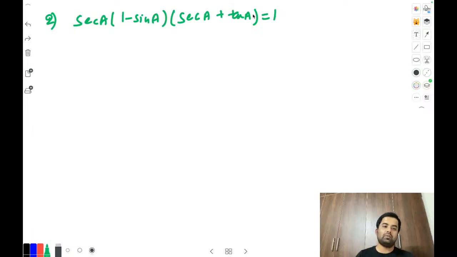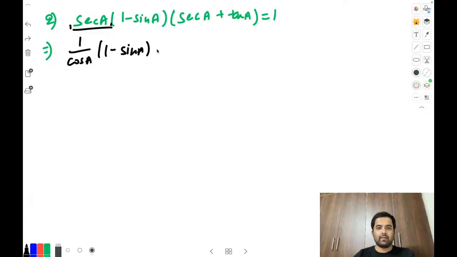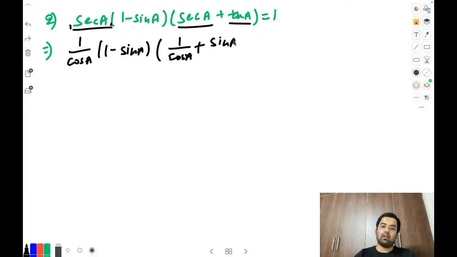Here, what can we do? First thing, we can do one thing here. For the sec part, we can keep a formula. Let me underline whatever will change, okay? Sec part, what can we write? 1 by cos, the reciprocal of that one. Now, 1 minus sine A as it is. Again, sec part, what can we write? 1 by cos, this part. And tan formula is what? Sine by cos. Okay? Equal to 1.